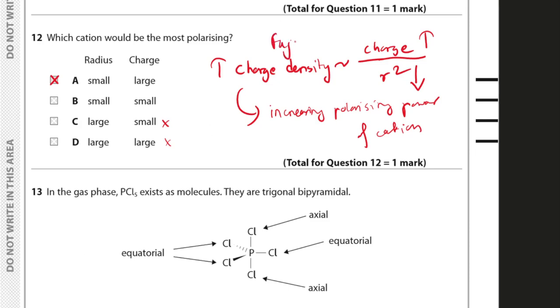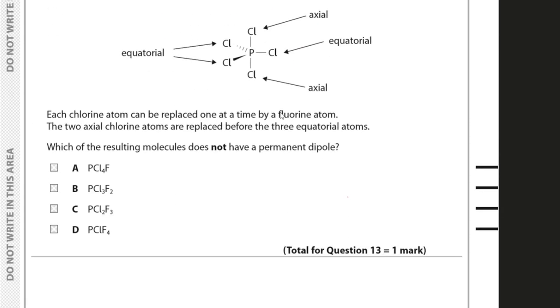Okay, now moving on, in the gas phase, PCl5 exists as molecules. They are trigonal bipyramidal. So this whole structure is provided, and you have two axial chlorine atoms. This said, the two chlorine axial atoms are replaced before the three equatorial ones. Which of the resulting molecules does not have a permanent dipole?